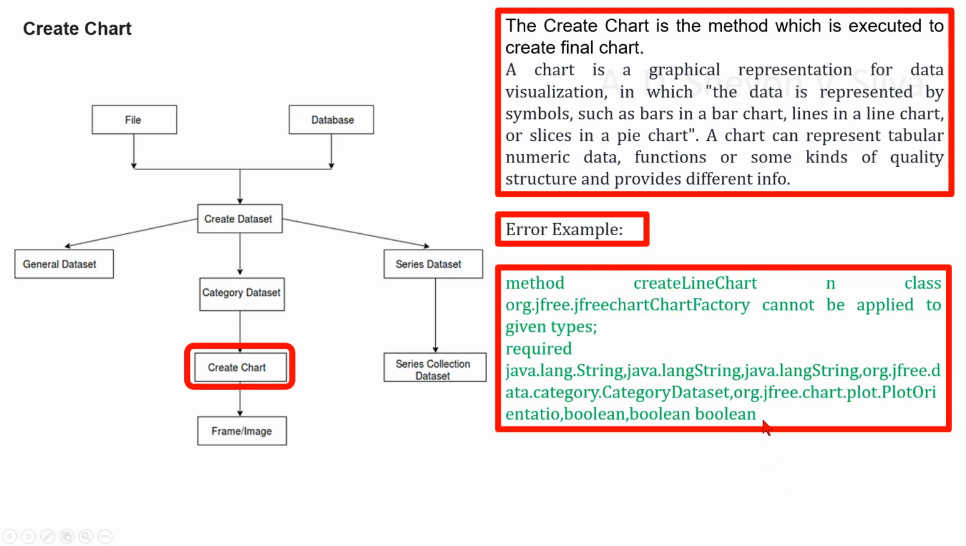As another example, we can consider this one, method create chart class org.jfreeChart factory cannot apply to given types. Required java.lang.string, java.lang string, java.lang string, org.free data.category dataset, etc. here.